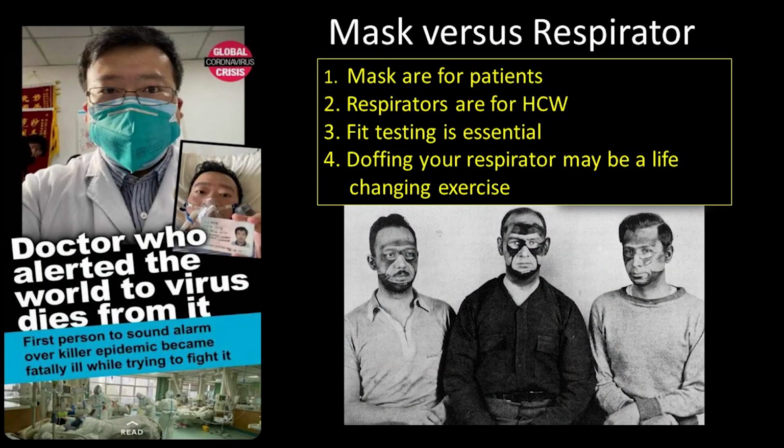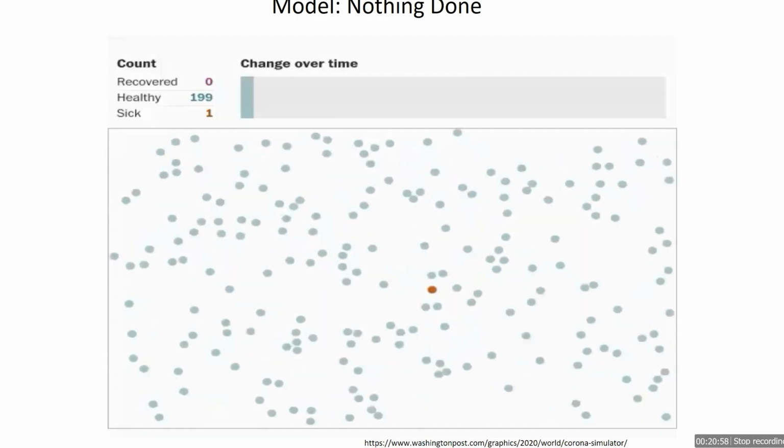Okay, so fit testing is essential, respirators for healthcare workers, masks for patients, and then the important thing, when you take off your respirator, there is a specific way in which you must do it. So doffing of your PPE, doffing of your respirator is a very important part of infection control. And we will show you later how to do this, not get infected.